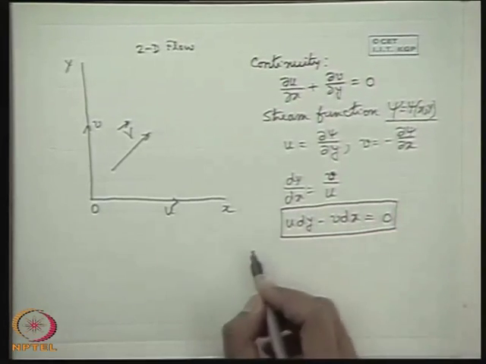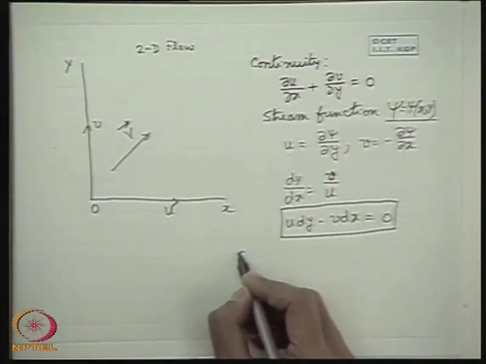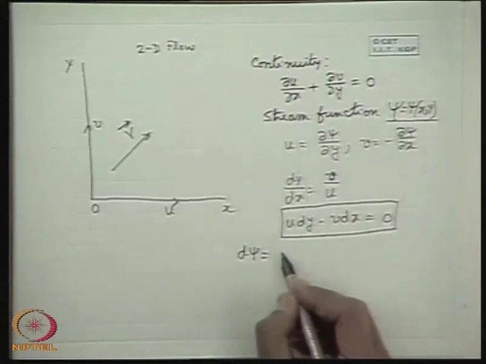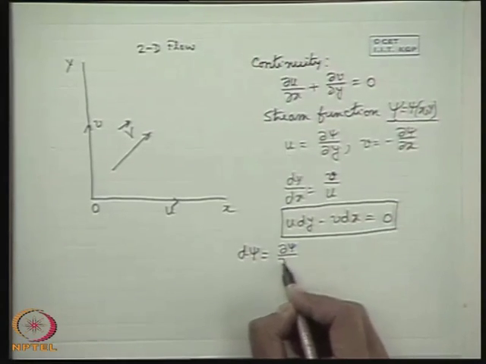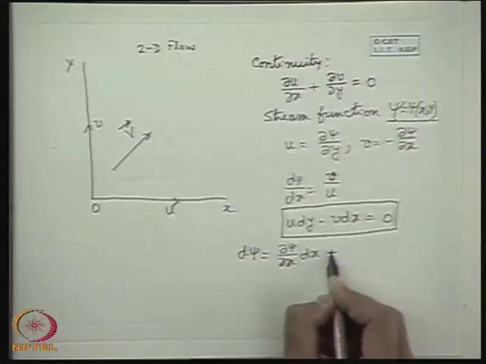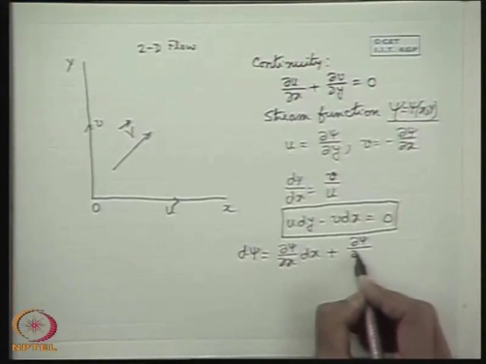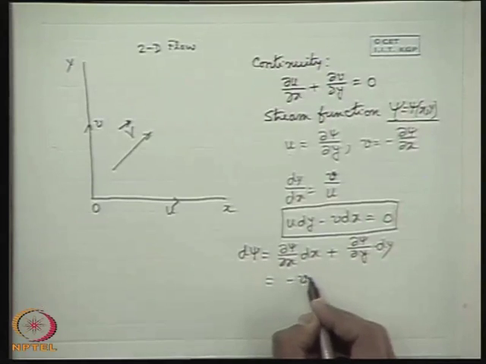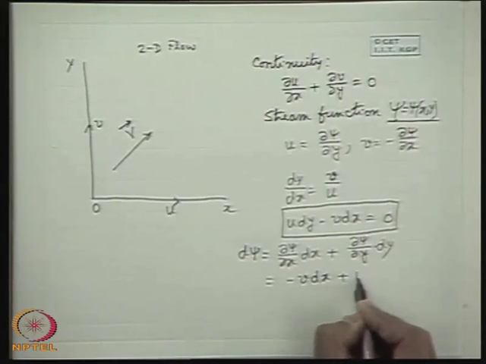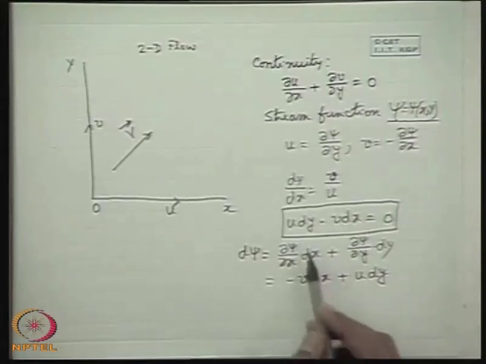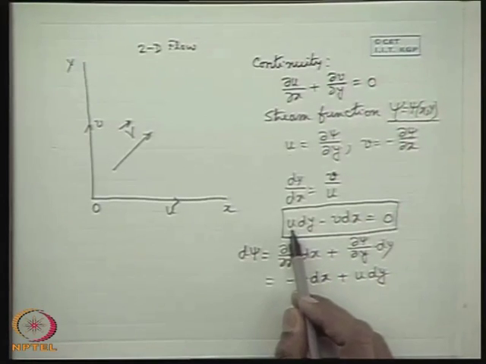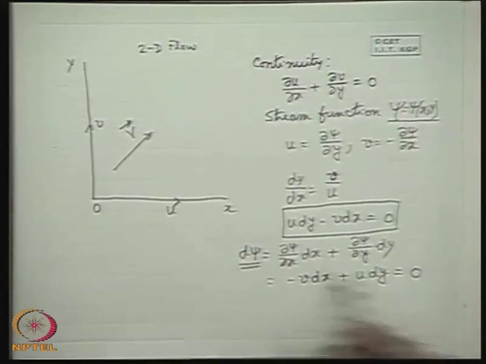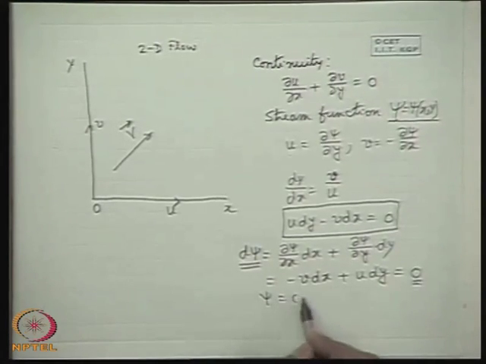Now let us see that if we expand psi in a differential form, d psi being a function of both x and y, we can write del psi del x dx plus del psi del y dy. Now del psi del x by definition is minus v, and del psi del y by definition is u. Since along a streamline u dy minus v dx is 0, d psi is 0. So along a streamline d psi is 0, that means psi is equal to constant.